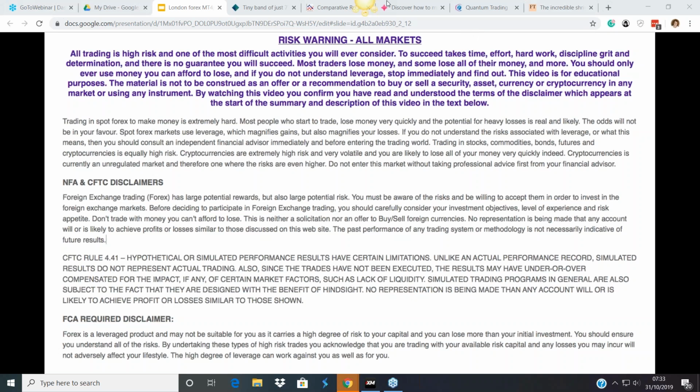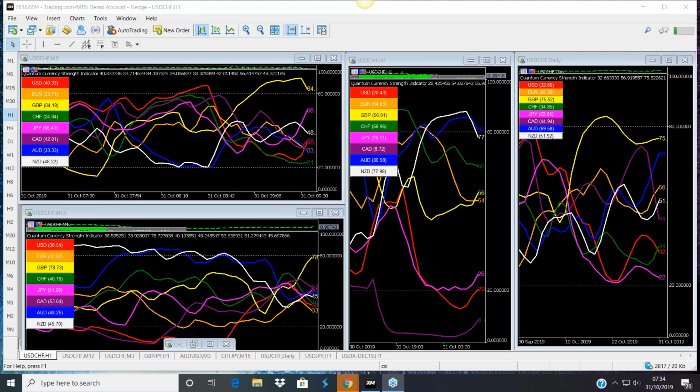Right. As always, David is sitting next to me. We've both been looking at the charts this morning since about 5:30, David, 6 o'clock, something like that. Yeah.